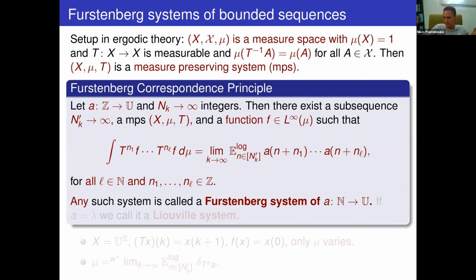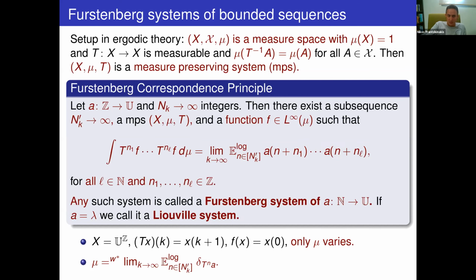This will play no role for our argument. If you want, for simplicity, to assume the limits exist, it's fine. It doesn't cause any trouble for my arguments. And when alpha is the Liouville function, because we will focus on the Liouville function from now on, we call it a Liouville system. But importantly, this principle applies to any bounded sequence that you would like to study. So the first few steps that I will mention are always the same. What you do afterwards is the question.